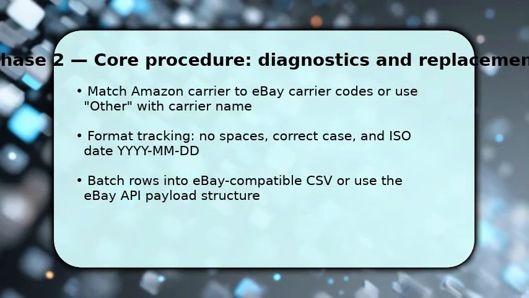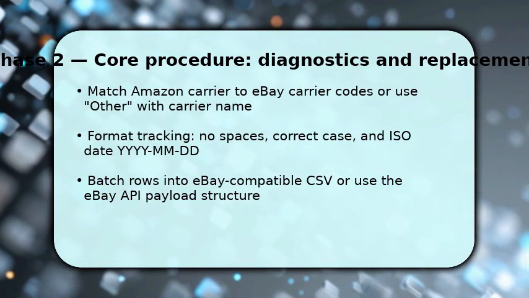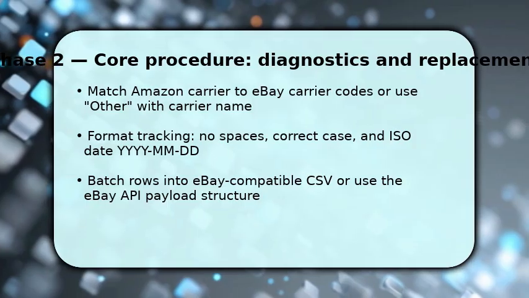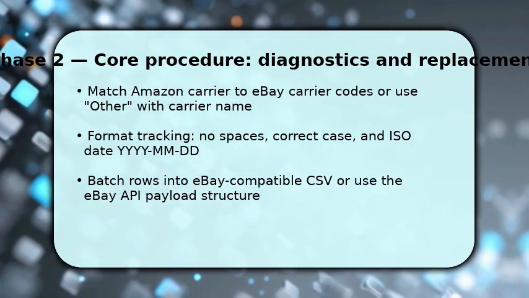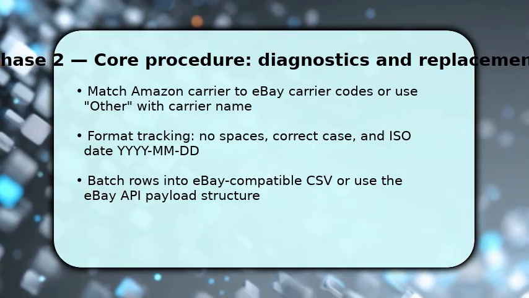Next, you convert that normalized data into eBay-ready format. Map carriers to eBay codes, or choose other and include the carrier name. Consistency matters. Once done, reformat tracking numbers to remove spaces and ensure dates use YMMDD.